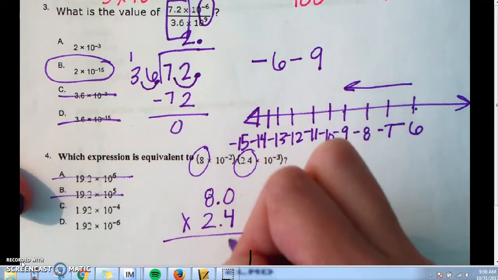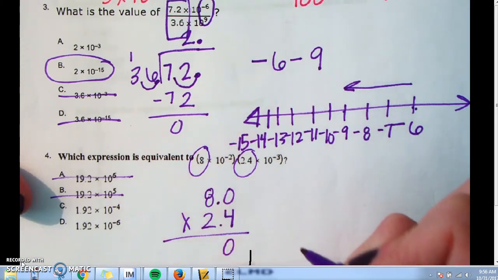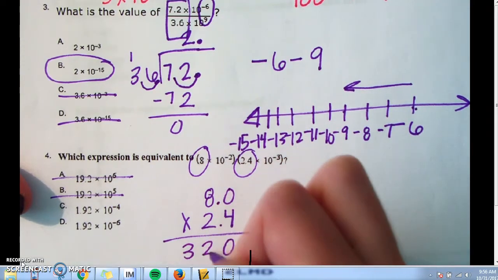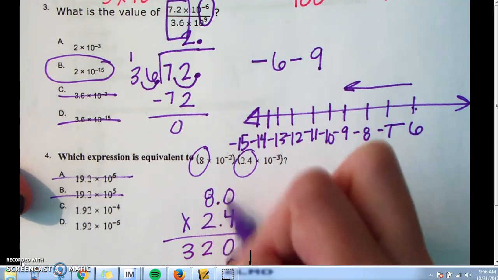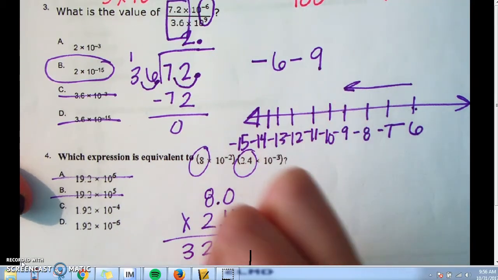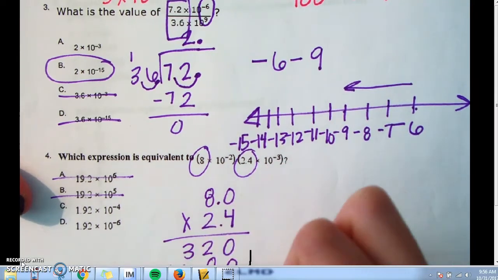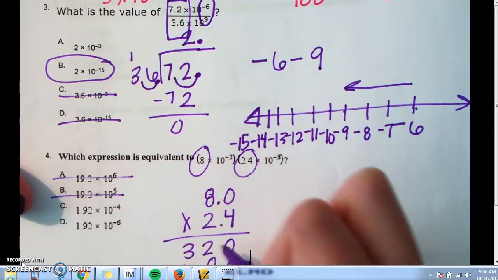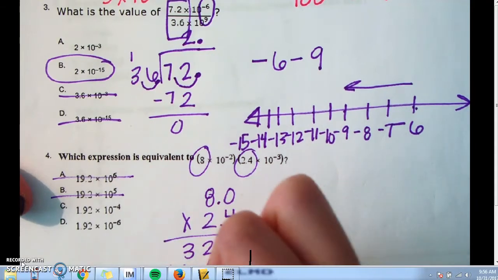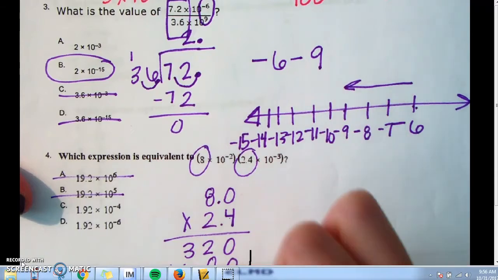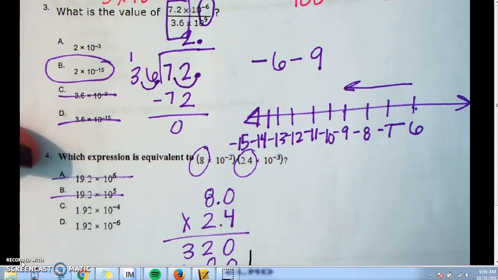So this would be a 0. 4 times 8 is 32. Add a 0. 2 times 0 is 0. 2 times 8 is 16. I'm adding these. 2 plus 0 is 2. 6, 7, 8, 9. 1. I have 2 numbers behind the decimal, so 2 numbers behind the decimal.